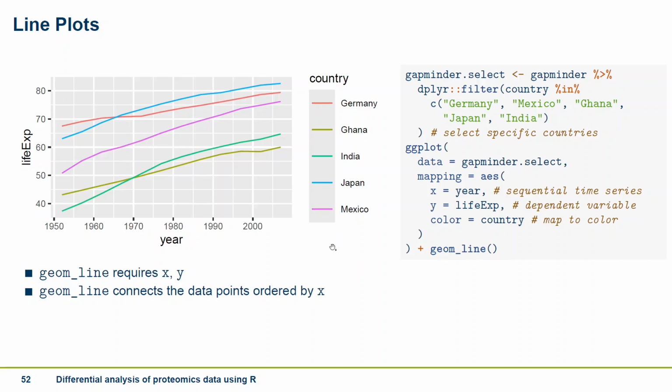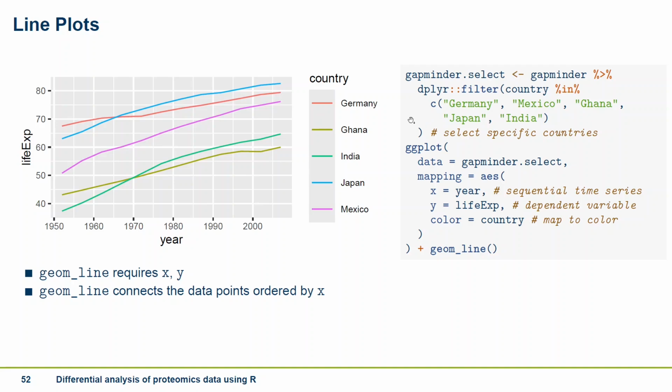Now we will look at some different kinds of plots, for example, the so-called line plots. We will use the Gapminder dataset for this, which we have to shorten a bit in this case. So you can see that we filter out only 5 of the over 140 countries: Germany, Mexico, Ghana, Japan, and India.